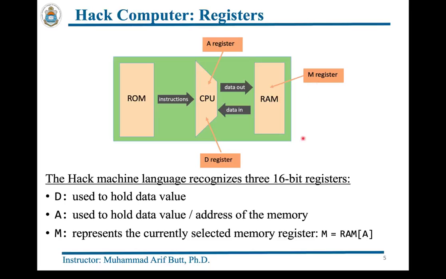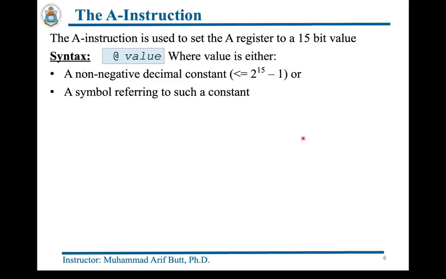Well, now I think we have all the basic background that we need to understand the syntax of machine language. So let me move forward and talk about the A instruction first. Well, dear students, an A instruction is used to set the A register to a 15-bit value. The assembly syntax is @value, where value can be a non-negative decimal constant ranging up to 2 raised to power 15 minus 1, or it can be a symbol referring to such a constant.